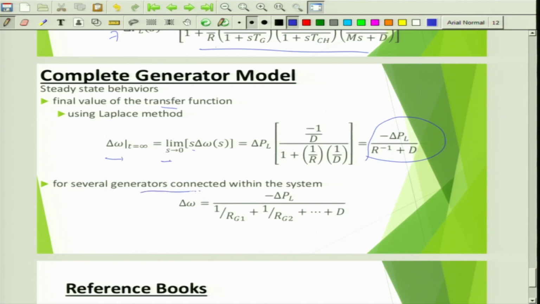So, for several generators connected within the system, change in frequency is reflected in terms of cumulative effect of all the droop characteristics. This is with respect to one single generator. Multiple generators have their own droop characteristics, and there is also a term which is relevant to frequency dependent loads, D. So, this will decide the effect of the change in frequency with respect to change in load.